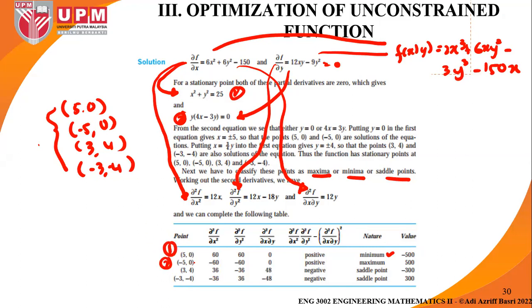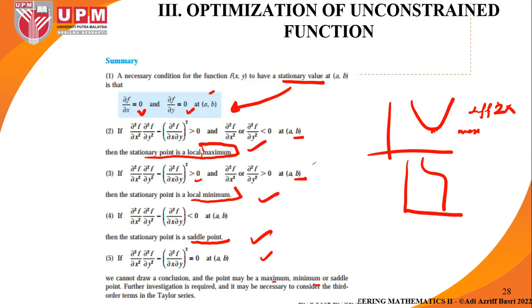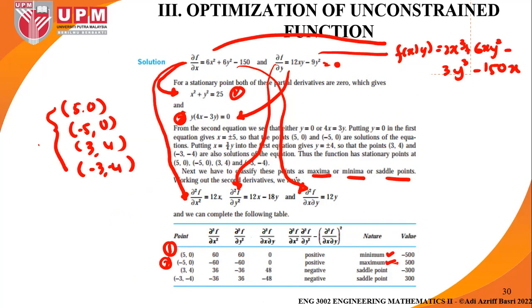So we go to the second point, negative 5 and 0. When we put in negative 5, the second derivative with respect to x gives negative 60, and the second derivative with respect to y gives negative 60. The mixed second derivative gives 0. Going back to the equation, this one times this one becomes positive, minus 0 squared, so the value is positive, higher than 0. But because the second derivative of x is negative 60 and the second derivative of y is negative 60, it is a maximum. You calculate this value by putting in x and y.